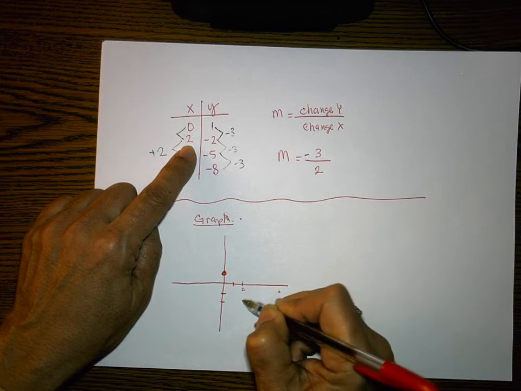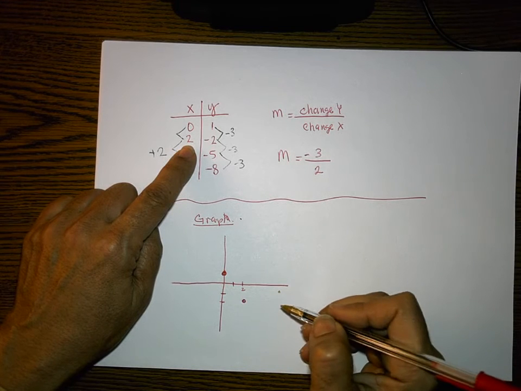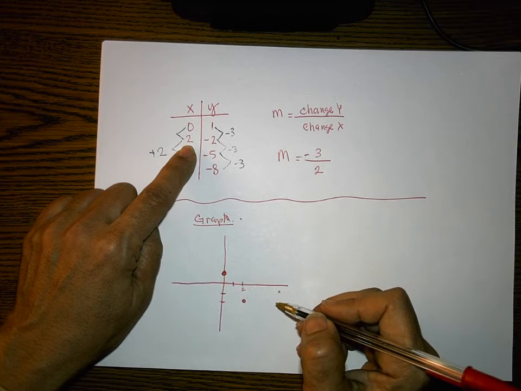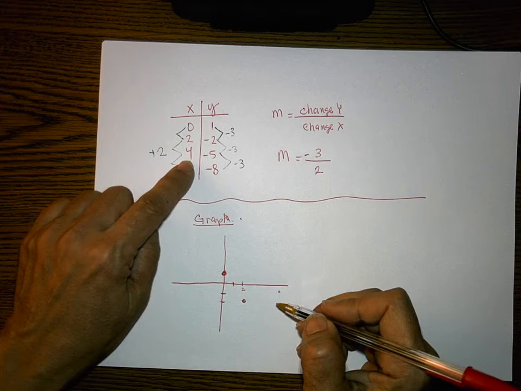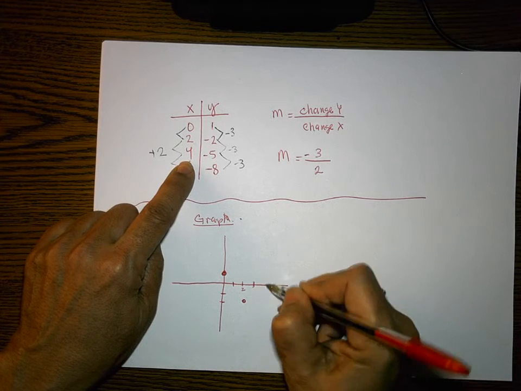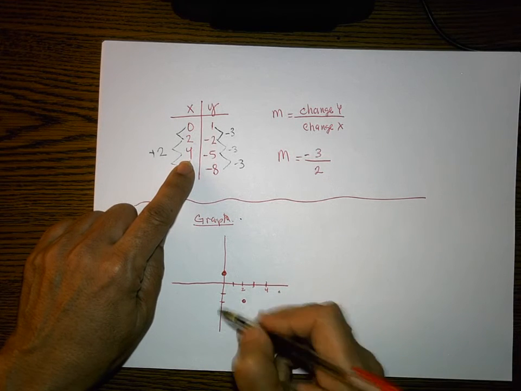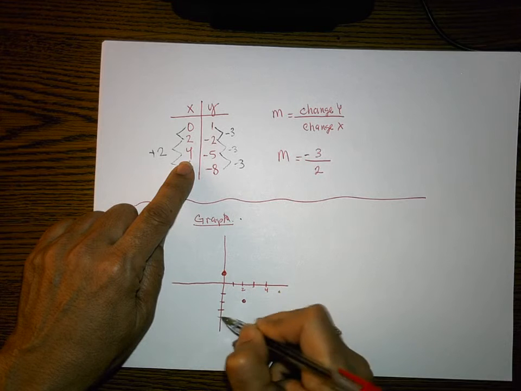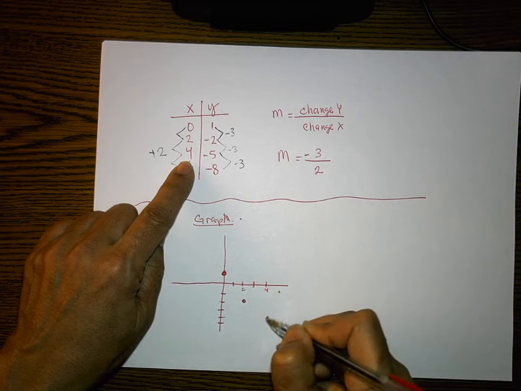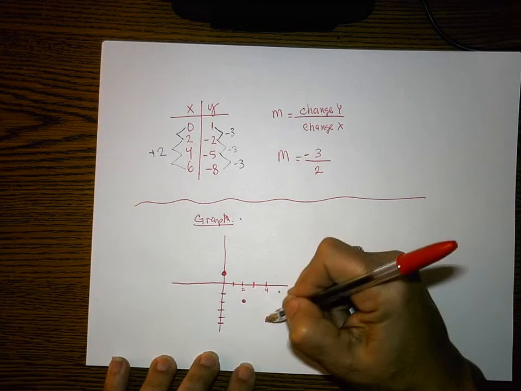The scale on my worksheet here is not going to be very nice because I don't have a grid. Negative 1, negative 2, negative 3, negative 4, negative 5. I'm going to stop right there. It's a little bit off. I'm going to draw my line.